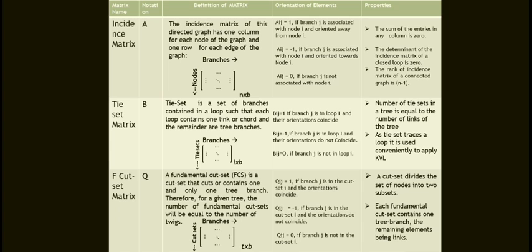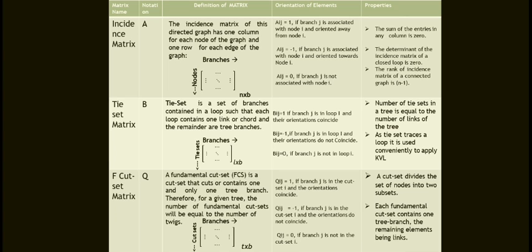The property of the incident matrix is indicated by the notation A. The incident matrix of this directed graph has one column for each node of the graph and one row for each edge of the graph. So the incident matrix of this directed graph has one column for each node and one row for each edge. Branches and nodes, you say n cross b, nodes into branches. So this is the column matrix actually.